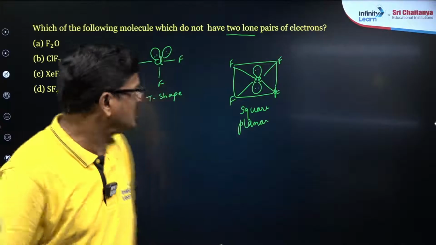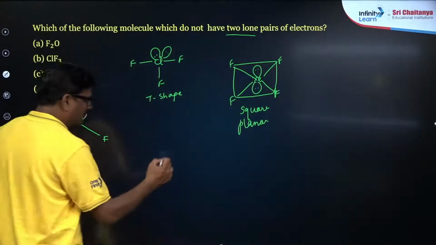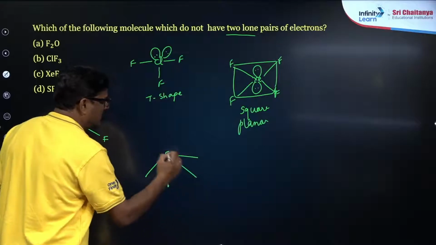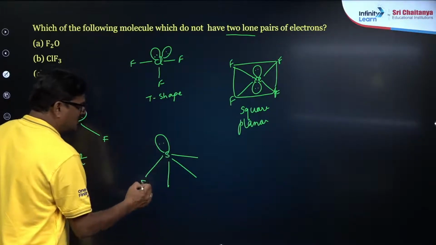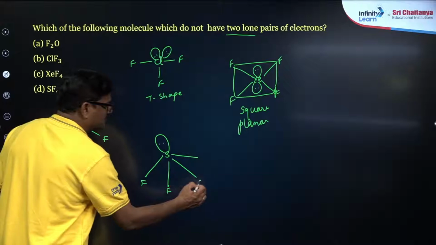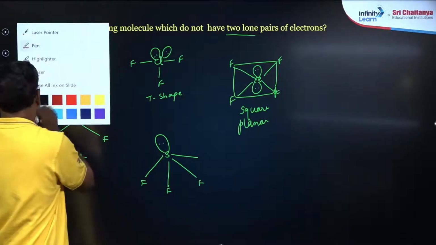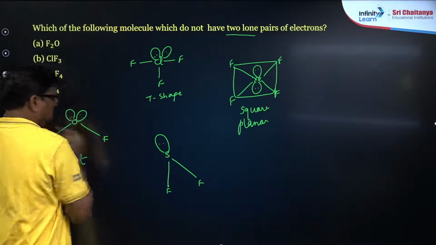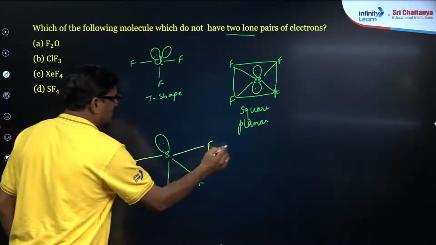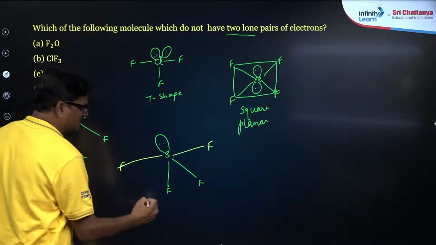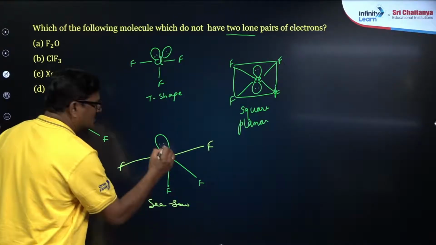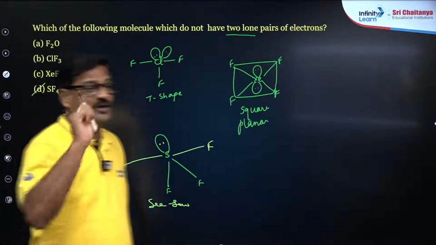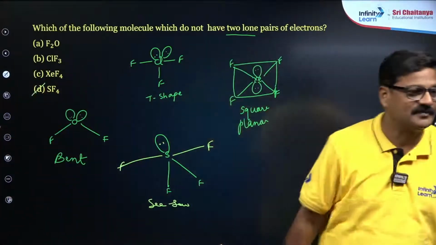Okay. And also you can see SF4, sulfur, it is a seesaw shape. It comes to be like this, F and it is going to be F. See, this is going to be a seesaw shape. So it has only one lone pair and my answer is going to be SF4. Got it?